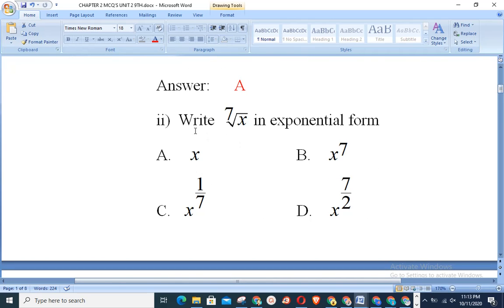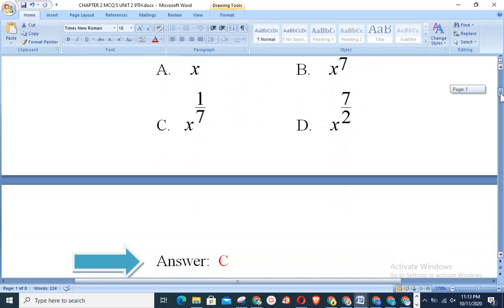Our next, second statement is very simple. Write 7th root of x in exponential form. Yes friends, very simple. You already know that this becomes 1 over 7. So x power 1 over 7, that is option C is my correct option.